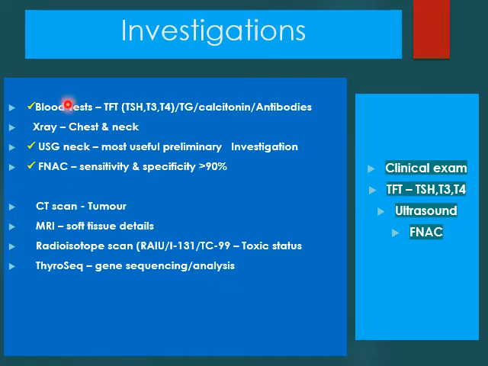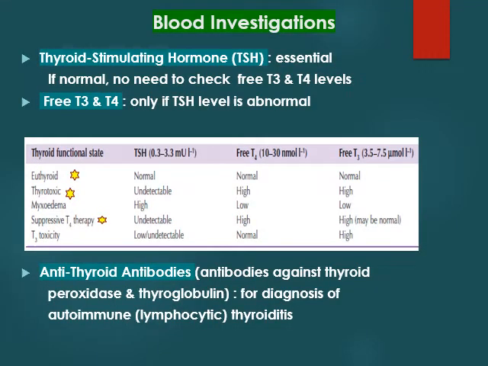So although the number of tests included here is so many, in short, the most important are these three which are indicated here. First there's the clinical examination, followed by blood test, thyroid function test, ultrasound scan, and fine needle aspiration under ultrasound. These are the investigations. Thyroid stimulating hormone, TSH, is essential. If normal, then no need to check for free T3 and T4. Free T3 and T4 only if TSH level is abnormal.